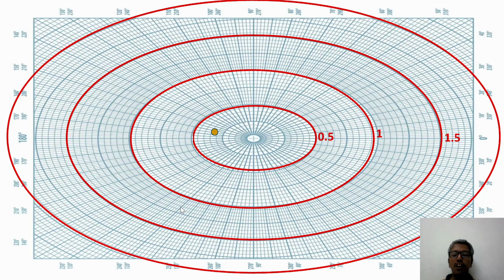Next, the angle is marked against the magnitude value. For example, it will be 190 for 1.5. You mark the different magnitude versus phase angle values given in the table. You mark all the points, join them together, and you can finish the polar plot.